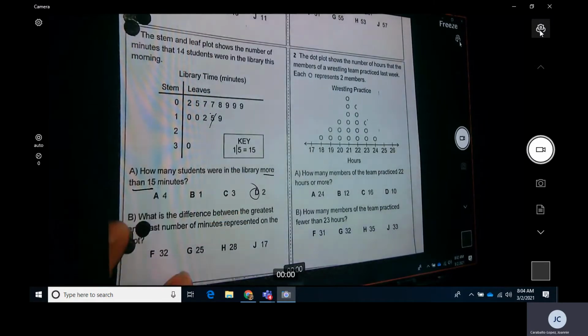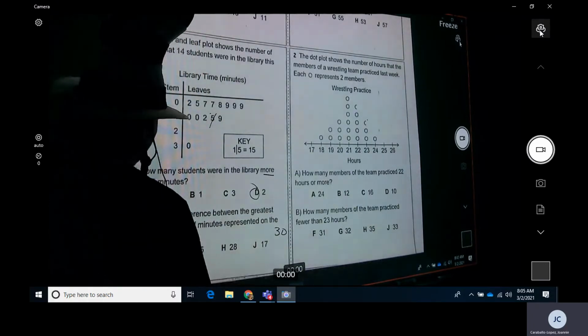What is the difference between the greatest and the least number of minutes represented on the stem and leaf plot? ¿Cuál es la diferencia entre el número más grande y el número más pequeño de minutos que son representados en el diagrama de tallo y hoja? Primero que nada, ¿cuál es el número más alto de minutos representado? What is the highest number? 30, right? So I have 30.